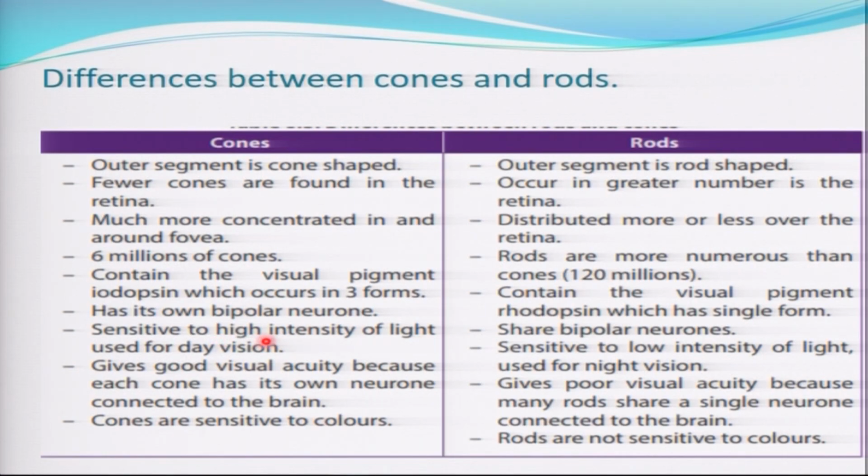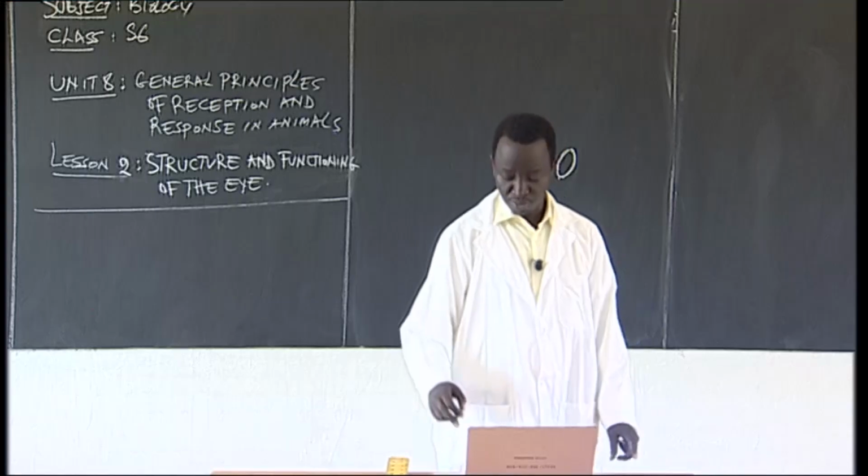Cones are sensitive to the high intensity of light. As we have seen, they are able even to see different colors. Rods are sensitive to the low intensity of light. Cones give good vision because they can sense high-intensity light. So the cones are sensitive to colors. They can help you to see different colors, while rods are not sensitive to colors. Those are photoreceptors. They are two. Cones and what? And rods.